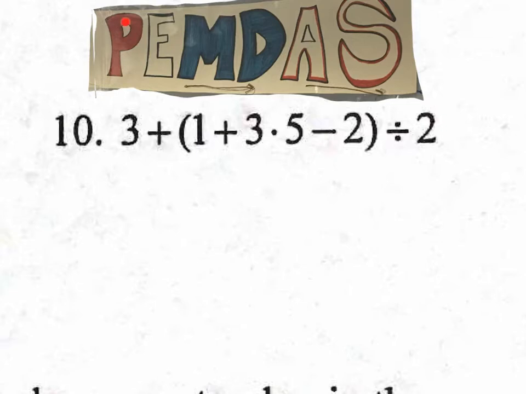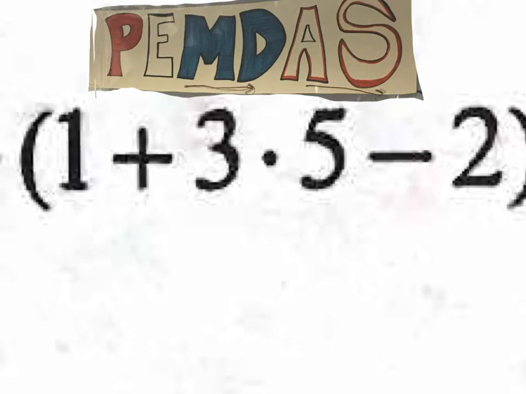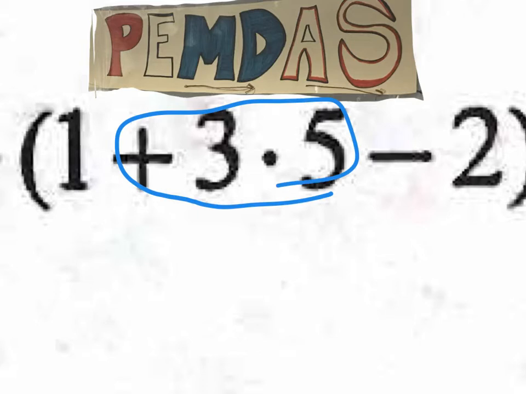Step 1, P, parentheses. Are there parentheses? Yes. What do we do? We zoom in and ignore everything else except what's inside the parentheses. So it's kind of like having another problem within the parentheses. So in the parentheses, do we have exponents inside the parentheses? No. Do we have multiplication or division? Yes, we do. So let's do this positive 3 times 5. And what will we get?